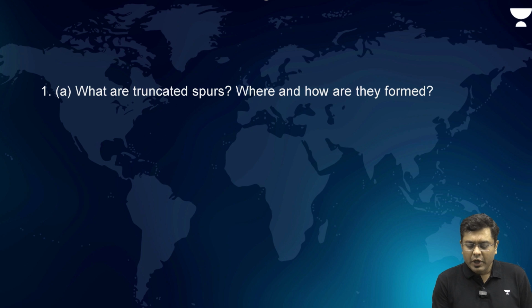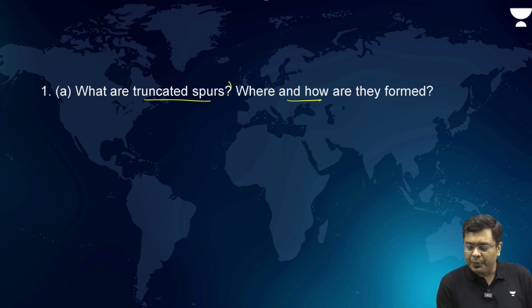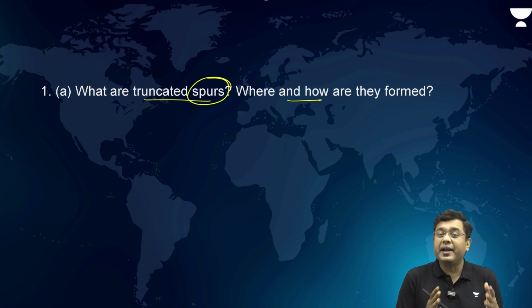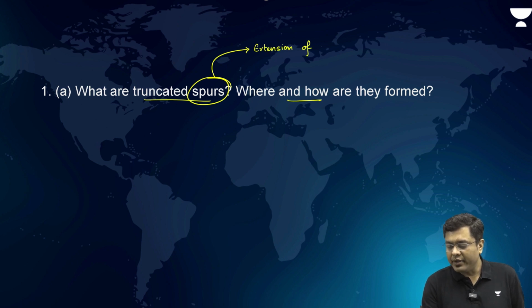So, the question was, what are truncated spurs? Where and how are they formed? So here the question is about spurs. First of all, to understand what the spurs are and for you to be able to describe how the spurs become truncated overall. So what do we understand by spurs? Spurs are in a way extended ridgelines, an extension of mountains or mountain ridges, right? So these are what the spurs generally are referred to.